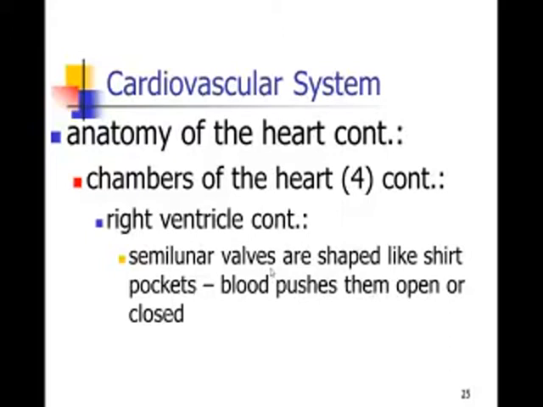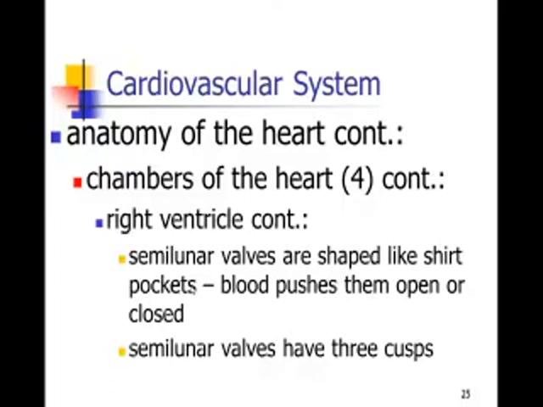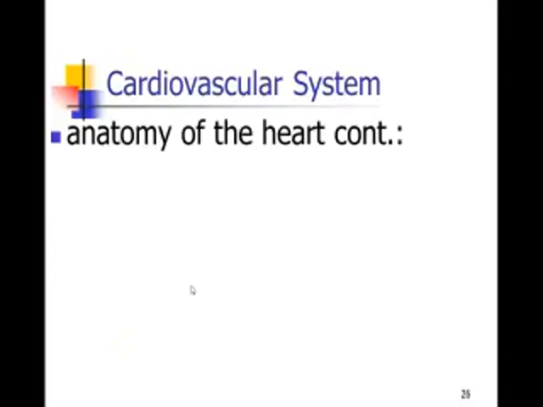So they're sort of shaped like shirt pockets. I like this analogy. It's one that I came up with independently. Somebody else may have thought of this too. But they not only look like shirt pockets, they're even functionally similar. If you have a shirt pocket and you run your hand over the surface of the shirt pocket away from the direction that it opens, it just goes up against the shirt. But if you come toward the shirt pocket from the other direction, it would deploy almost like a little parachute. So the blood is going to push these valves open, and it also pushes them closed. And as I mentioned, semilunar valves have 3 cusps. Okay.